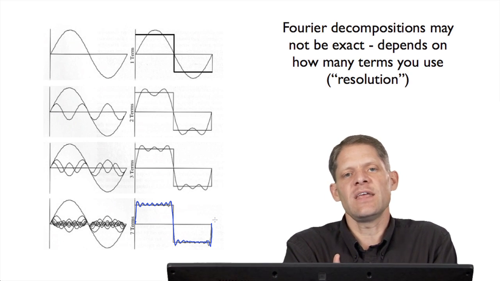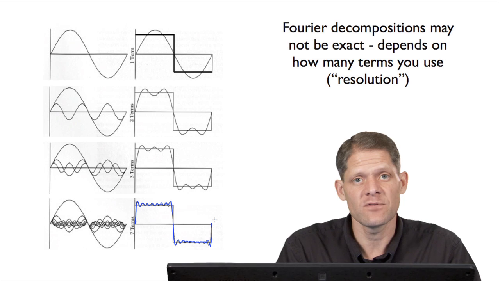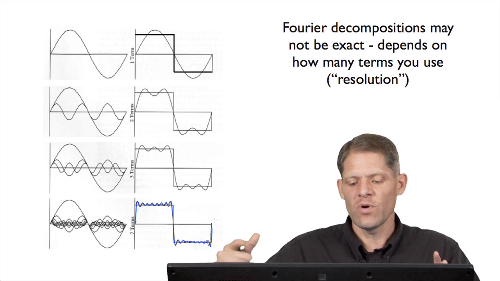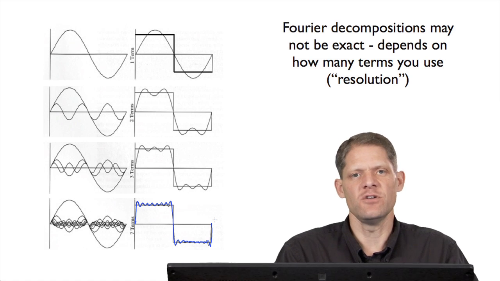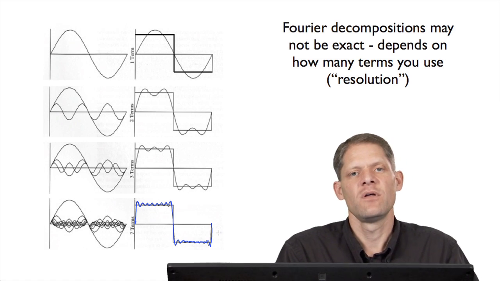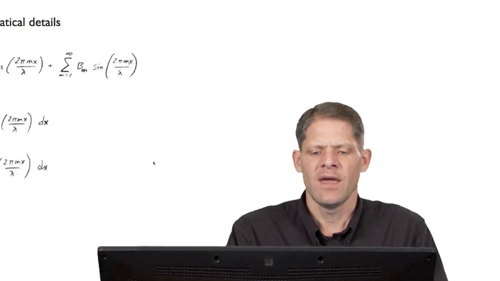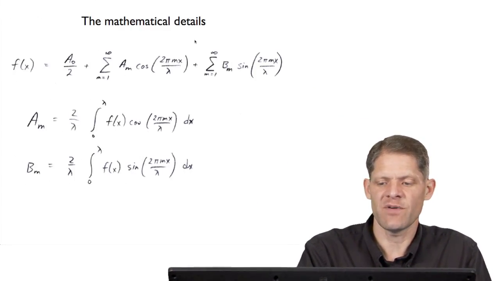And the theory is that if we could add an infinite number of sine waves, each with a higher and higher frequency, we could eventually exactly reproduce any waveform that is periodic. So given the theory that we could decompose any periodic function into a series of sine waves, which when added together would perfectly reproduce the original function, the question arises, how do we know which sine waves to use and what should their amplitude and phase shifts be? And so here are the formulas, the mathematical details of how those are found.